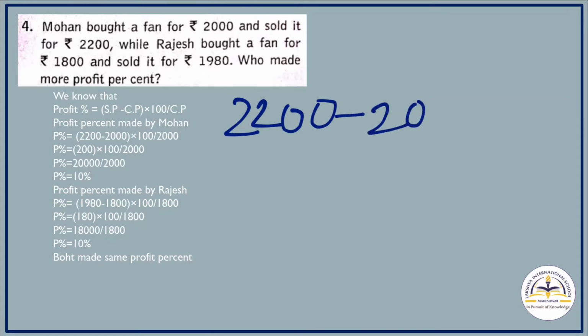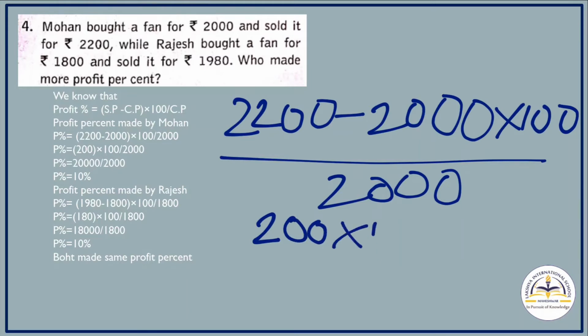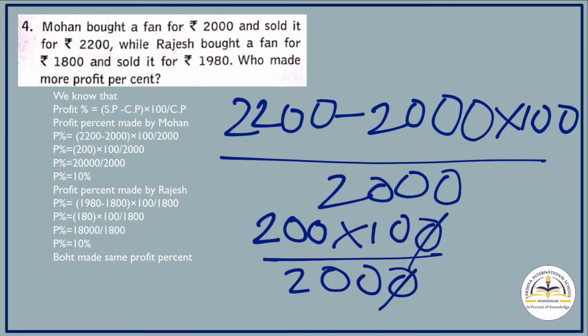2200 minus 2000 into 100 divide by 2000. When you will subtract, you will get 200 into 100 divide by 2000. 0 cancel. Now 20 by 2, it means 10. So for the first case, for Mohan, profit percent will be 10%.